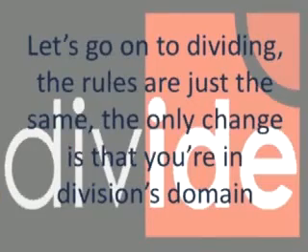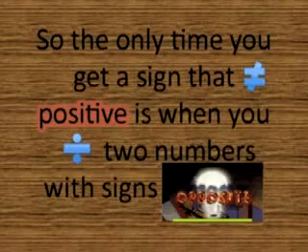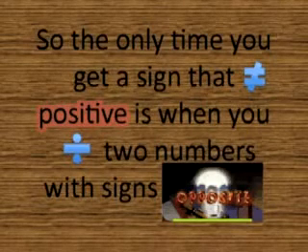Let's go on to divide, and the rules are just the same. The only change is that you're in division's domain. So the only time you get a sign that isn't positive is when you divide two numbers with signs opposite.